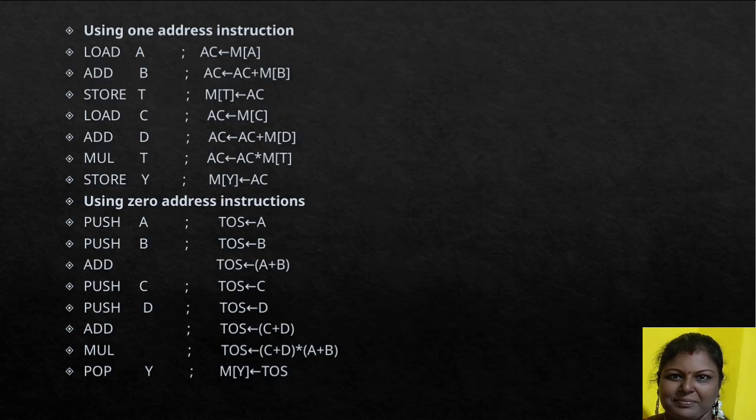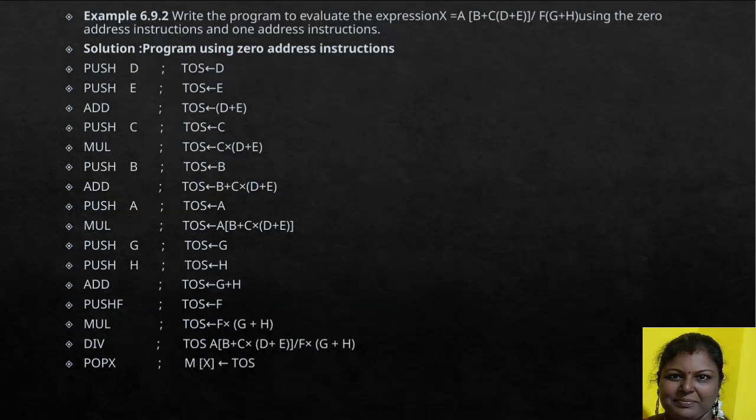Let's look at how to evaluate the expression X equals A times the quantity B plus C times the sum of D and E, all divided by F times the sum of G and H. We'll start with 0 address instructions, which use a stack to manage operations. We push D and E, add them, then multiply by C next. We add B, multiply by A, and then handle the denominator by pushing G and H, adding them, multiplying by F, and finally dividing. The result is popped into X. This approach shows how stack operations simplify complex expressions.